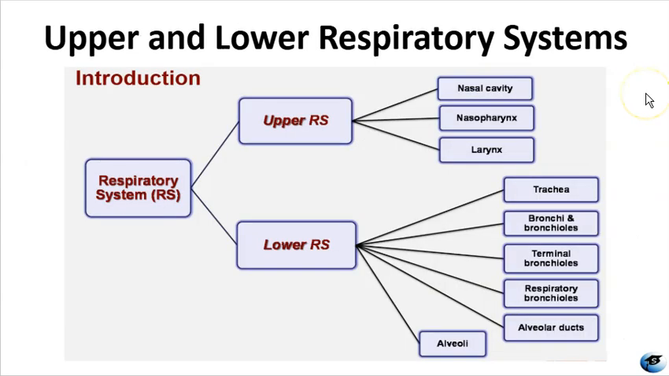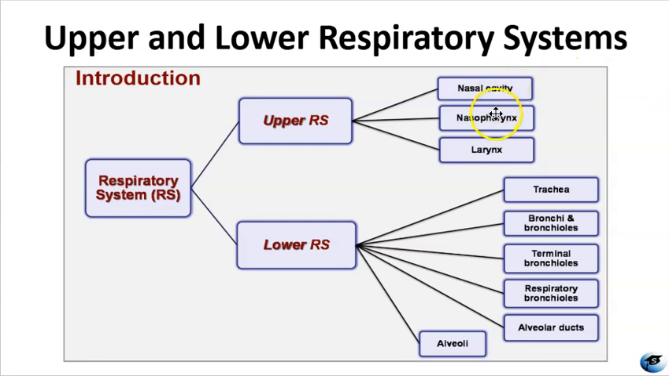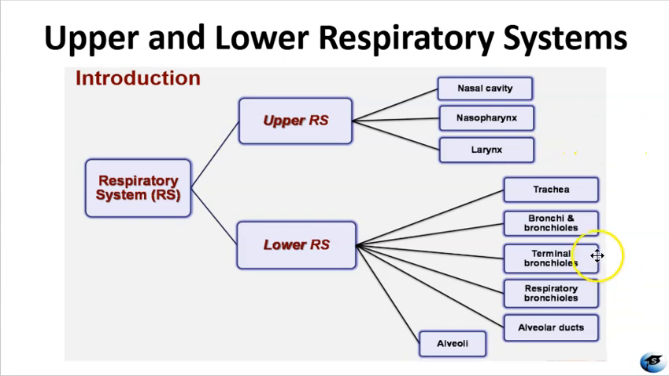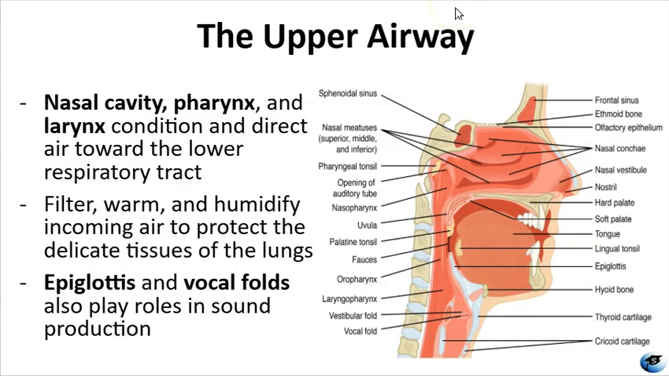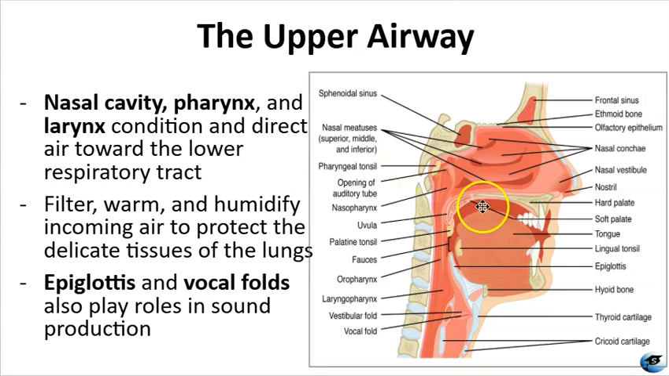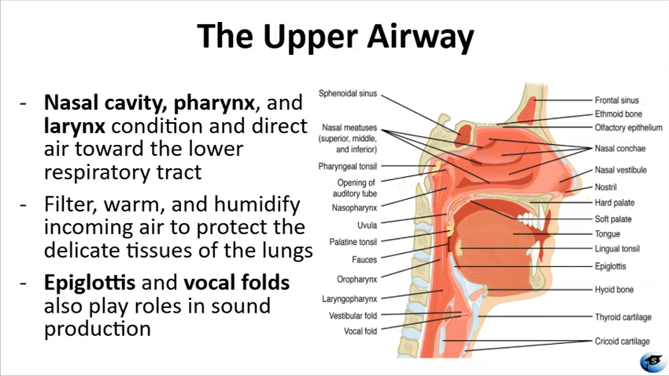The system is anatomically divided into two main parts: the upper respiratory tract, which includes the nose, the pharynx and larynx, and then the lower respiratory tract, which includes the trachea, bronchi, and then the lungs. Let's take a closer look. The upper airway includes the nasal cavity, the pharynx, and the larynx. Together, these regions serve to condition and direct incoming air toward the lower respiratory system.